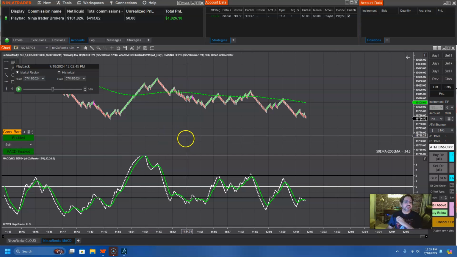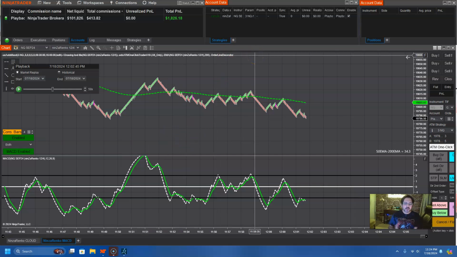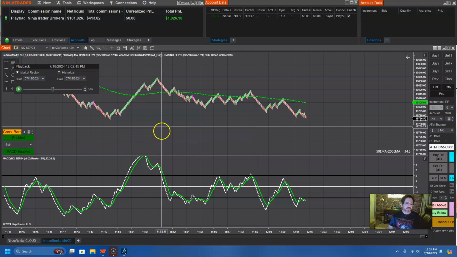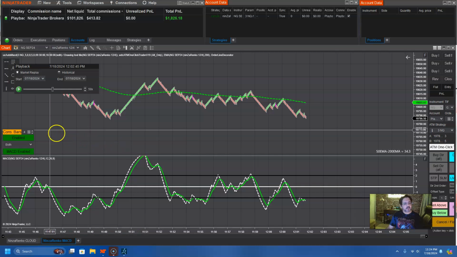So you get the idea, right? Prop accounts, you have to have a different approach. If it was your own funds, hey, it's still okay, but you can definitely target a little bit more points if you have your own funds and you don't have that restriction of a drawdown.